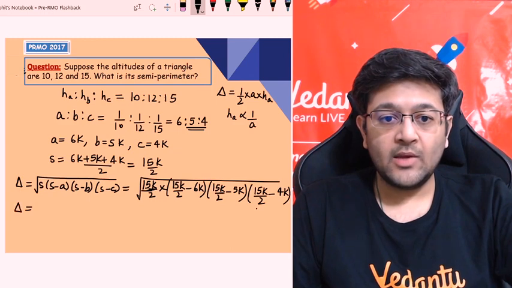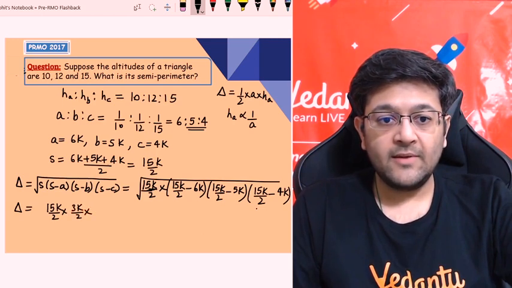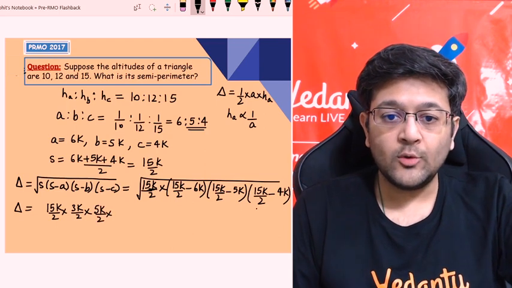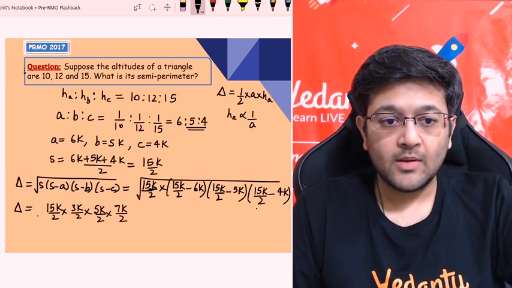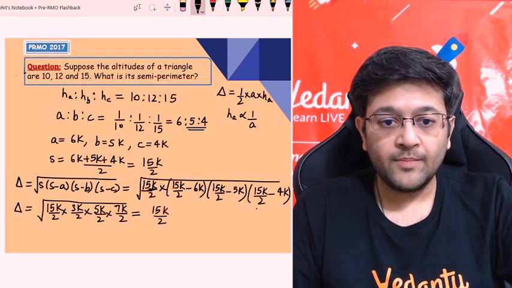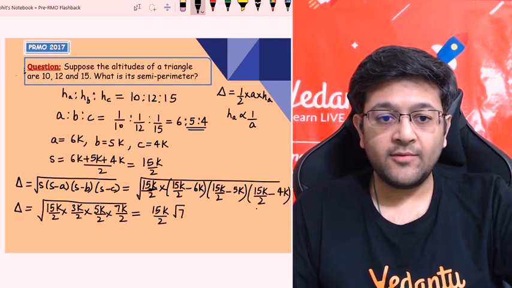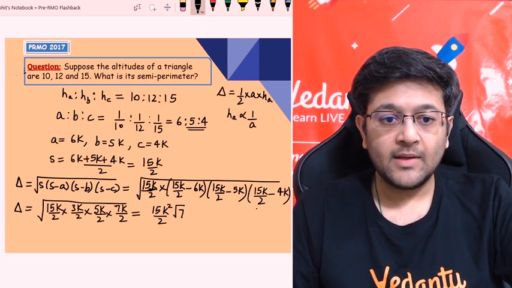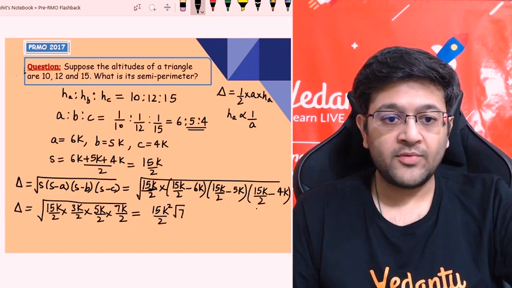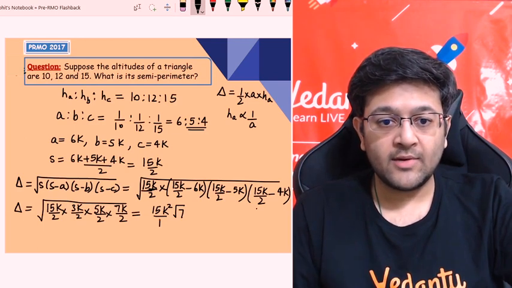So we'll get delta equal to 15K by 2 into, taking the LCM, 3K by 2 into 5K by 2 into 7K by 2 under root, right? So 5 into 3 is 15 and K square and 2 will come out, right? So 15K by 2 under root 7, right? K square will come out, K, 1K and 2K, right? So 15K square upon 2 square, so that is 4. So in the denominator there are 2 2's, that will be 4.